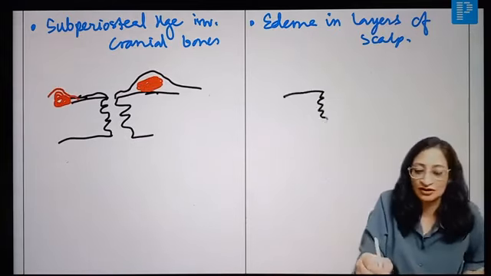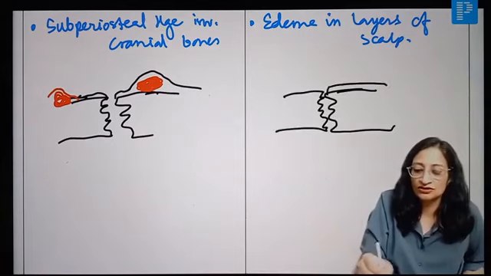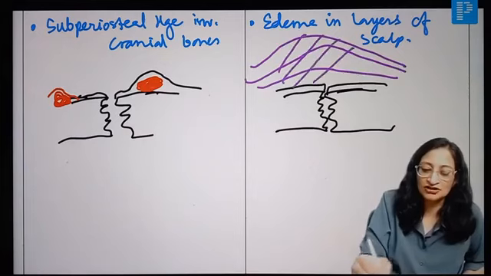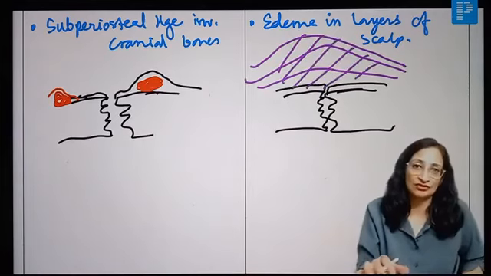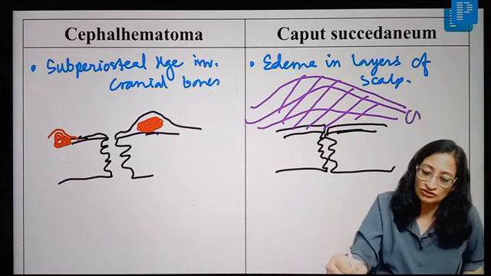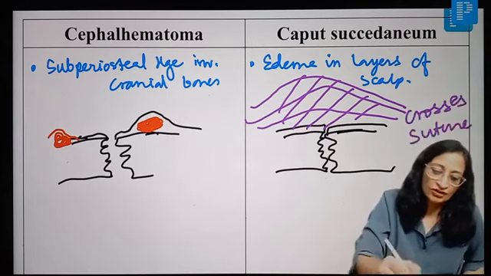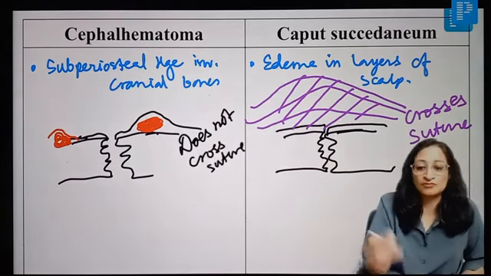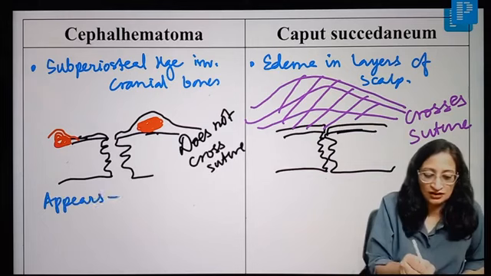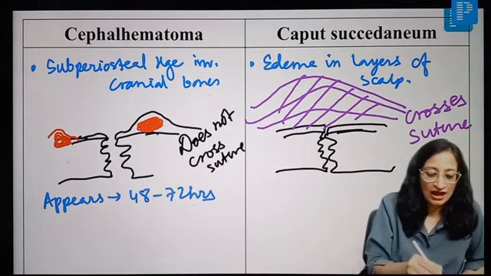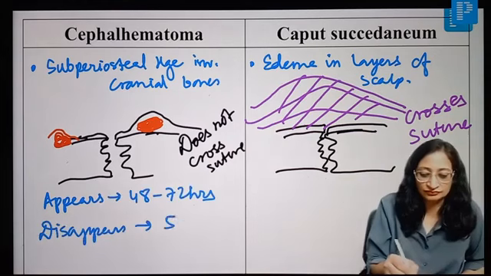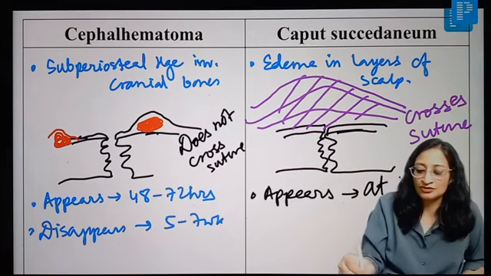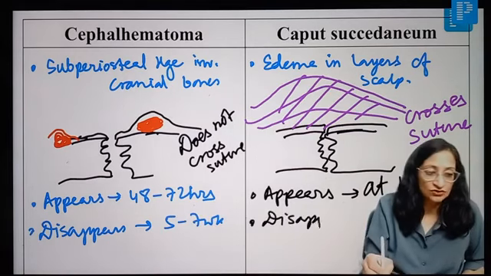While what happens in caput succedaneum? This is the bone, this is the periosteum, and there is edema in the layers of scalp. In caput succedaneum, the swelling can cross sutures or midline, while cephalhematoma does not cross sutures. Cephalhematoma takes time to appear and also to disappear. It appears 48 to 72 hours after birth and disappears by 5 to 7 weeks. While caput succedaneum is usually present at birth in its maximum size and disappears by 48 to 72 hours.